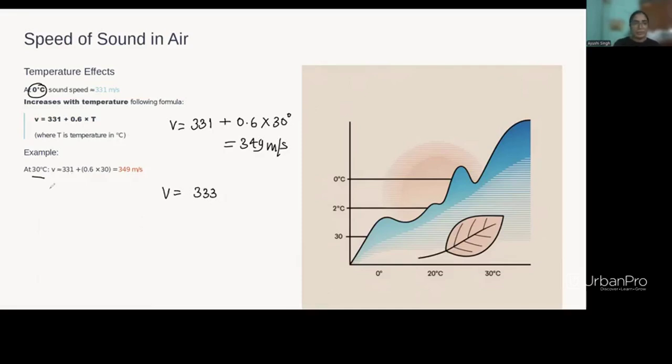Now, let me just erase this. Okay. You will take the speed of the sound at 0 degrees, then you will add to it 0.6 multiplied by the temperature. The temperature you will keep here is 20 degrees. And then you can calculate the speed of the sound and let me know in the comment section. I think it is a very easy calculation. You will be able to do that. Okay, let's see whether you are able to answer it or not.